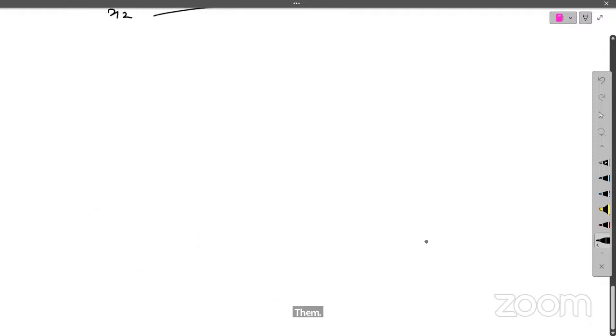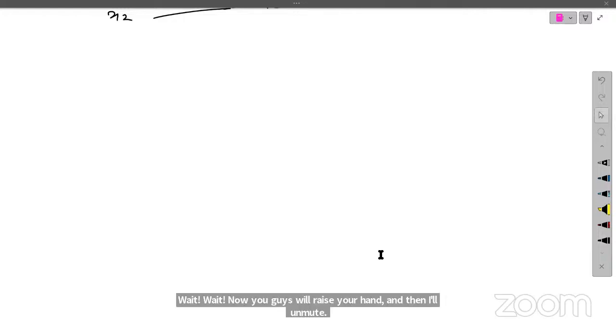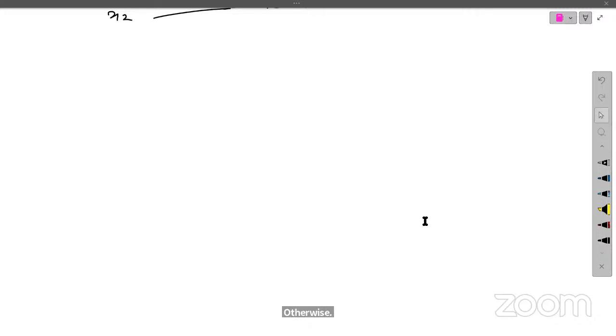Ma'am, for the mod function, there can exist a plus or minus in the output. Wait. You guys raise your hand and then I will unmute you. Otherwise. Yes, sir. Aviral, go ahead.